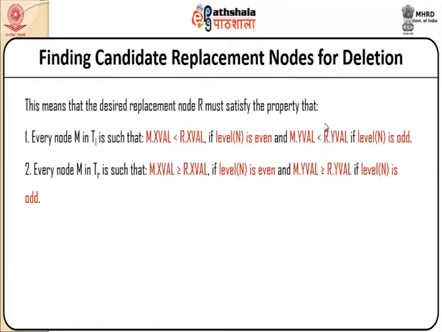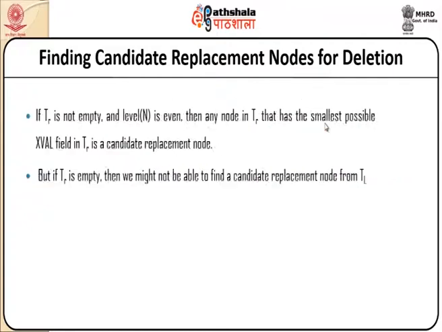As we have started with the procedure, it is all the same from the top till the bottom. We are considering x values when it is even, we are considering y values when it is odd. So, every node M in TR is such that M dot x value is greater than or equal to R dot x value if the level of n is even, and M dot y value is greater than or equal to R dot y value if the level of n is odd. If TR is not empty and the level of n is even, then any node in TR that has the smallest possible x value field in TR is the apt candidate replacement node.